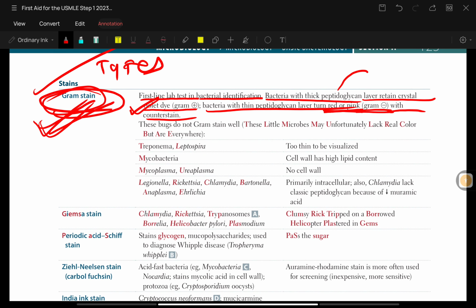So Gram positive bacteria, having a thick peptidoglycan layer or cell wall, convert the Gram stain to violet dye, and Gram negatives, which have a thin peptidoglycan layer, will turn red or pink.